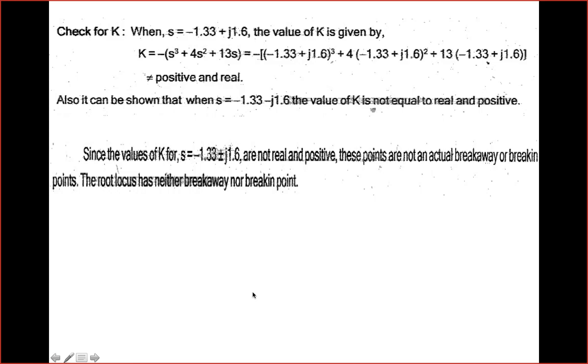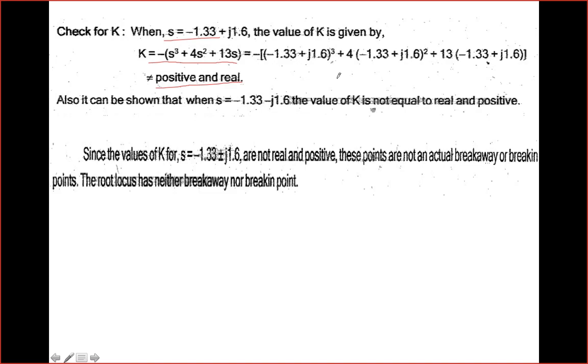Now we are going to analyze. What we are going to do is check for K. We are going to substitute these roots in the characteristic equation and check whether the K value is positive and real. Taking the equation K = -s cube - 4s square - 13s, we are going to substitute the roots s = -1.33 plus j1.6. After substituting these values for s, we are going to check whether the K value is positive and real.